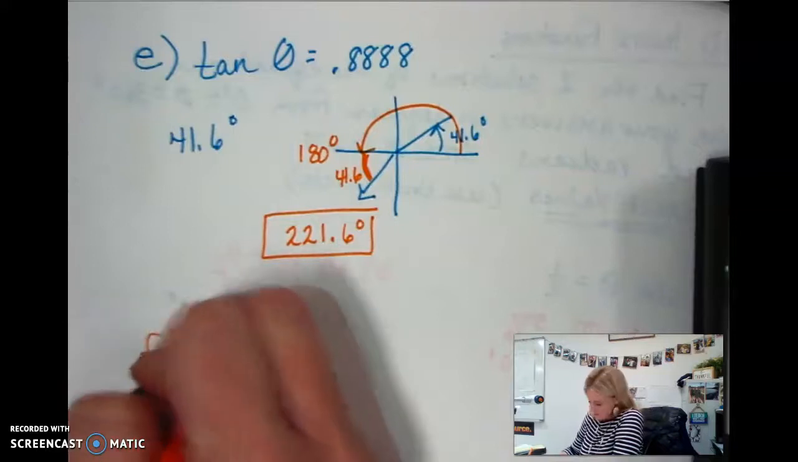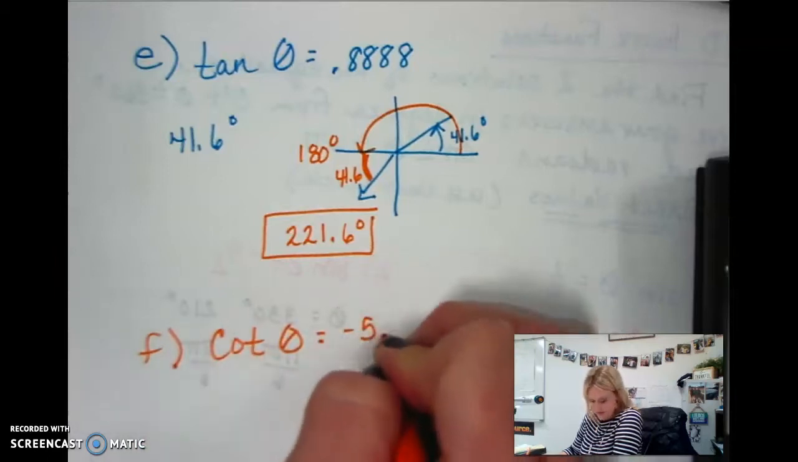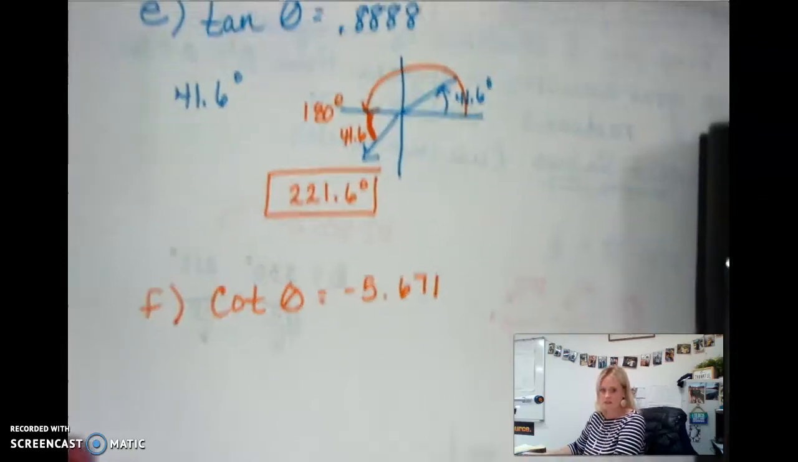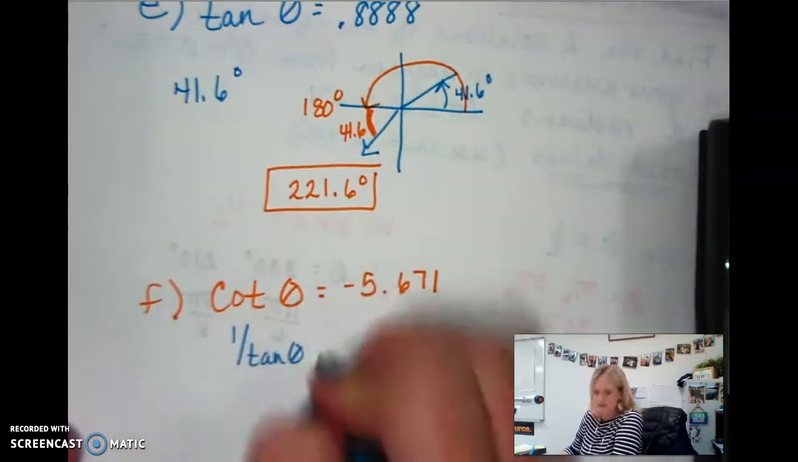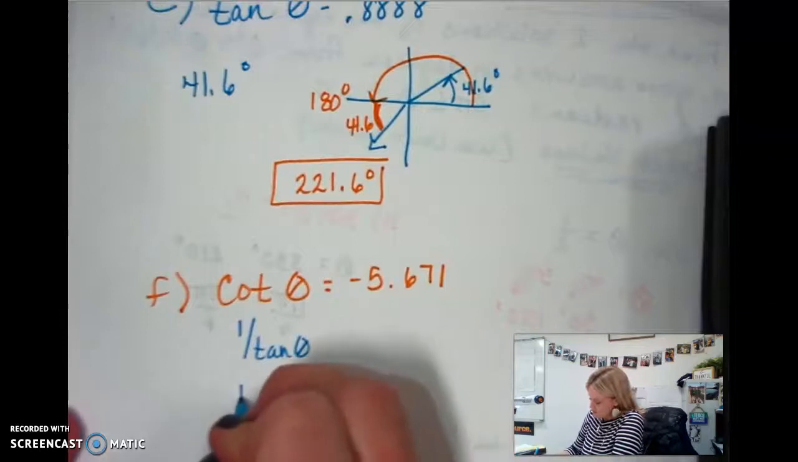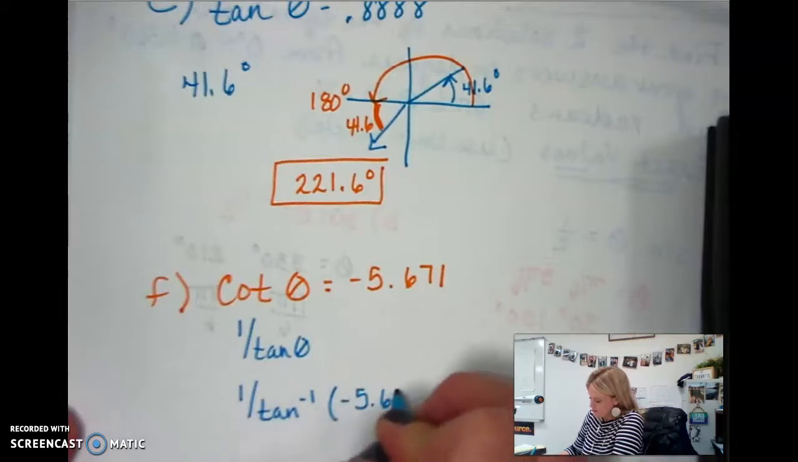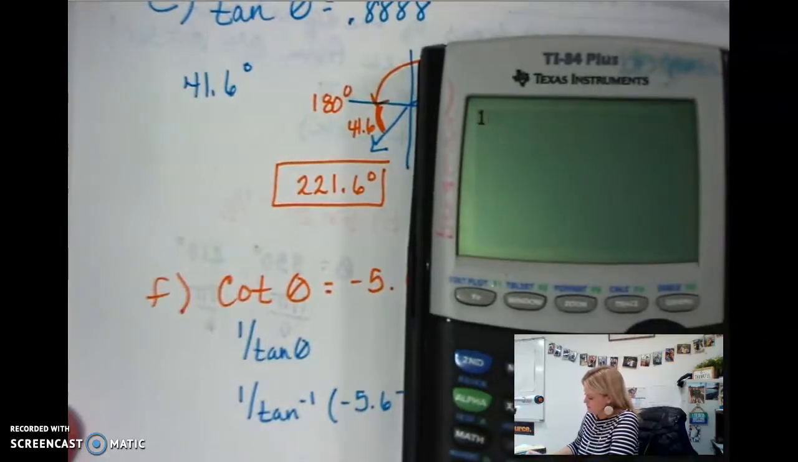So you try one on your own really quick. Can you tell me when the cotangent of theta equals negative 5.71? Now remember, cotangent is the same as 1 over tangent of theta. So in our calculator, we are going to enter it in as 1 over the inverse tangent of negative 5.671 degrees. So 1 over the inverse tangent of negative 5.671 degrees.